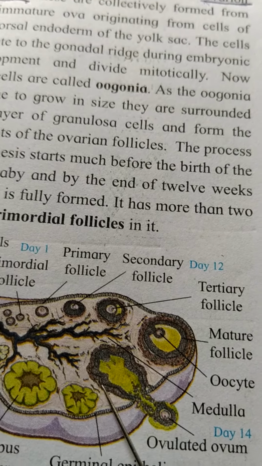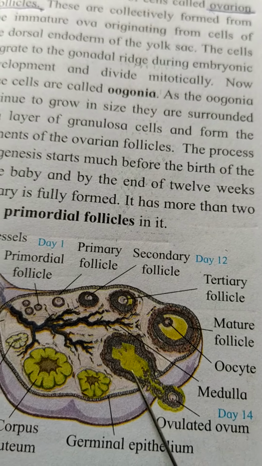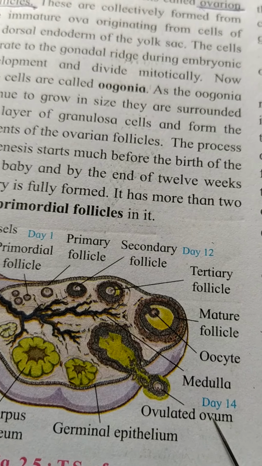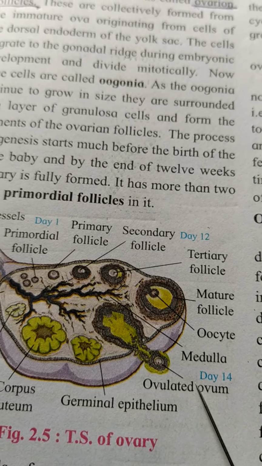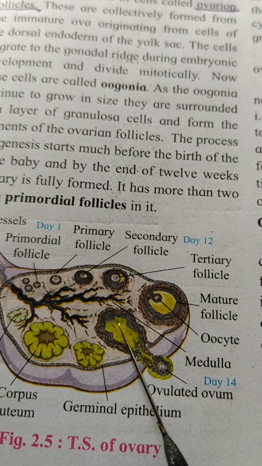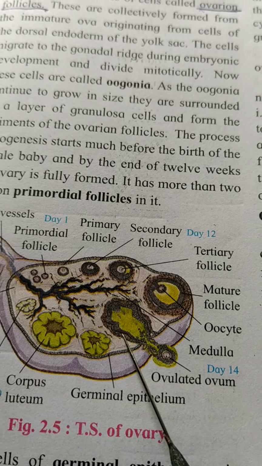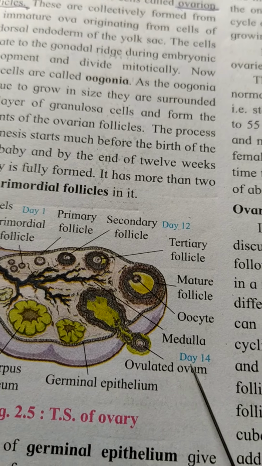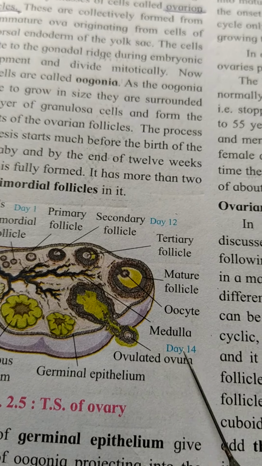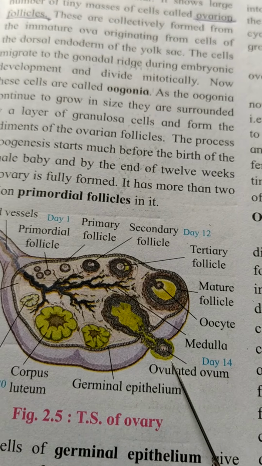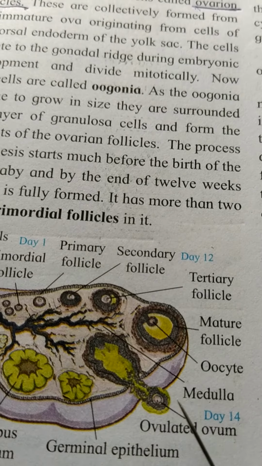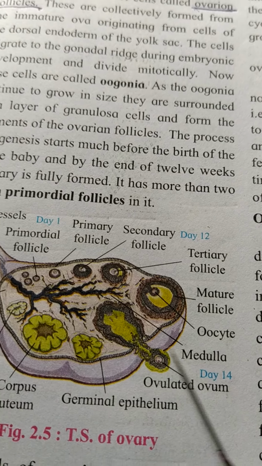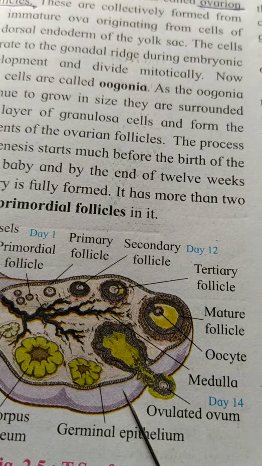On the 14th day of the menstrual cycle, this Graafian follicle, which contains an oocyte, ruptures to release the ovum. For the rupturing of this Graafian follicle or mature follicle, the hormone required is LH, the luteinizing hormone. On the 14th day of the menstrual cycle, the egg is released from the ovary and picked up by the fimbriae of the oviduct, and further development goes on.